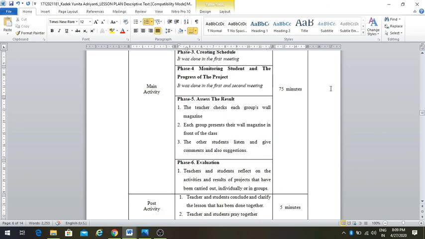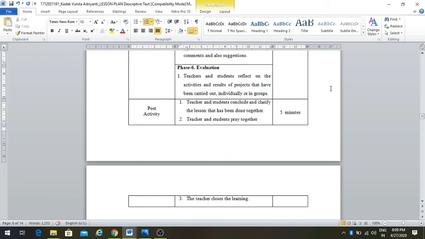So that's about the main activity. And then in the post activity, the teacher and students conclude and clarify the lesson that has been done together. And then the teacher and students pray together, and after that the teacher closes the learning. So when the teacher asks students to conclude and clarify the lesson, the teacher can ask about their understanding of descriptive text. And after that, the teacher also can give reinforcement, positive reinforcement toward their hard work. So that's all about this lesson plan about descriptive text.